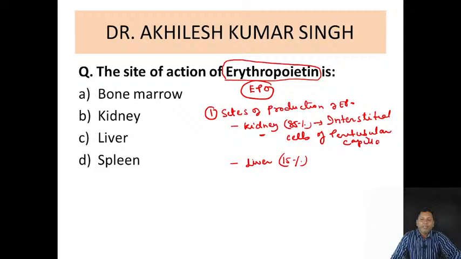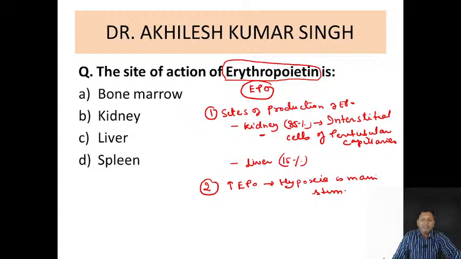So capillary, interstitial cells of peritubular capillaries. Right. So sites of production of erythropoietin: the main site is the kidney, the other is the liver. The other thing you have to remember is what will increase the erythropoietin. Remember, hypoxia is the main stimulus for increase in the erythropoietin level, right?